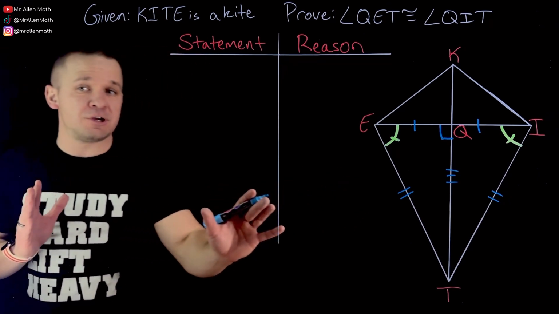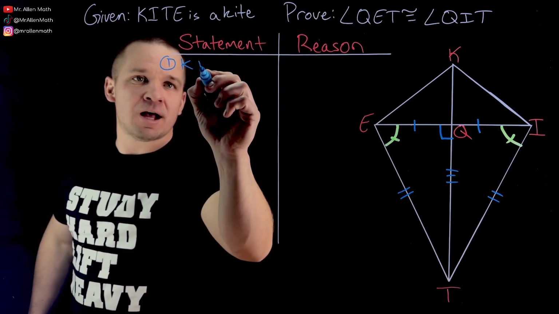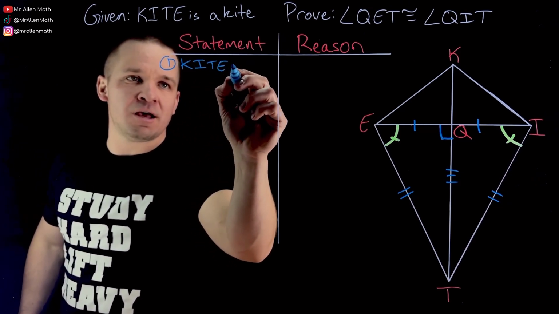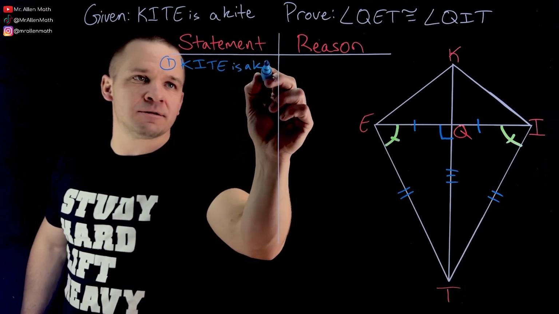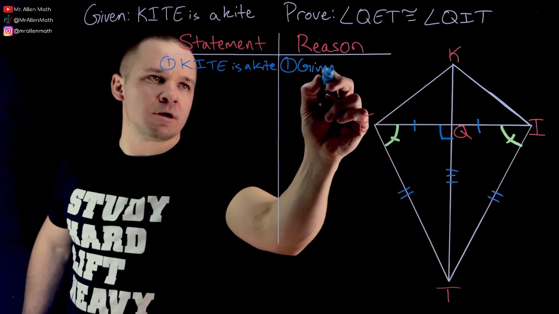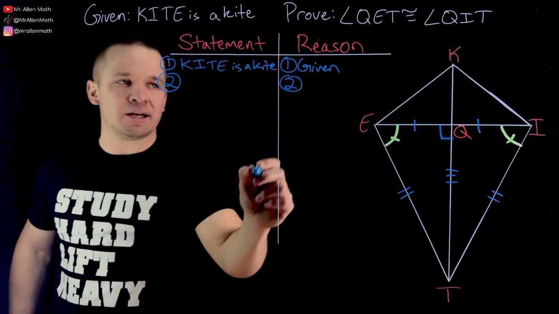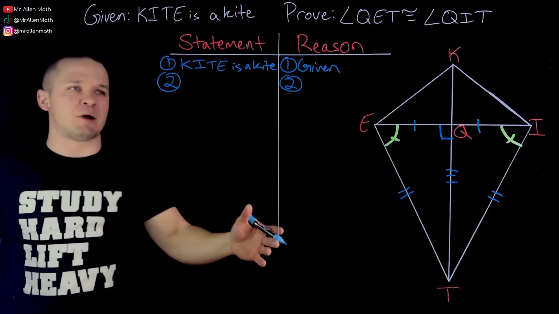So first things first here, I'm going to pop my given down, right? So number one is that KITE is a kite, and that is the given information. Now I'm going to use this kite quite a bit here, properties of a kite, and we'll be writing those up over on the right-hand side, my reasoning.